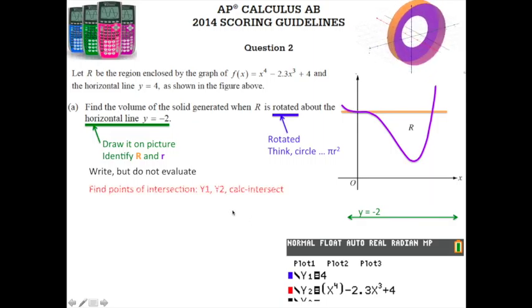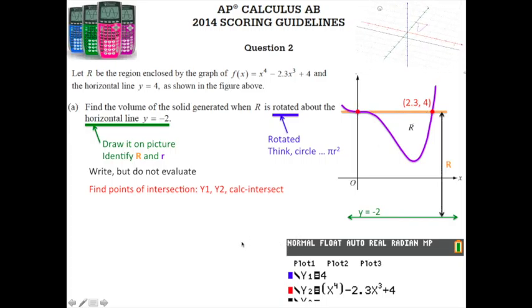First I'm going to do a calc intersect to find these two points of intersection. I've put the functions into both y1 and y2, and then I can do a calc intersect to find that these two points are (0, 4) and (2.3, 4).